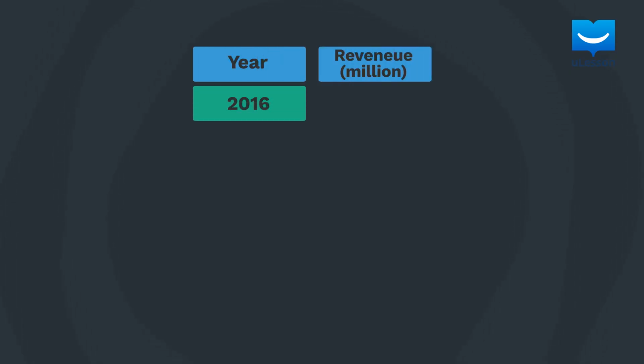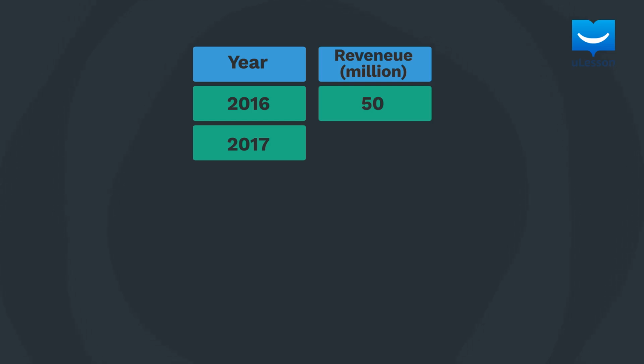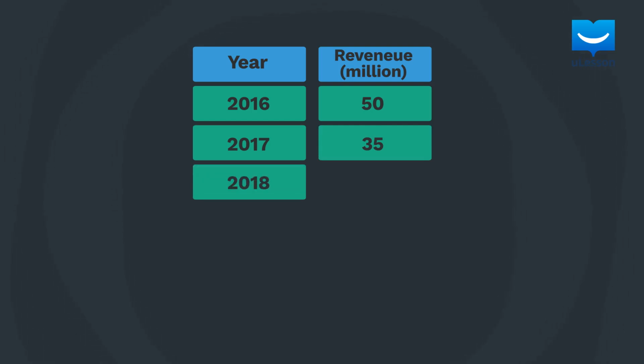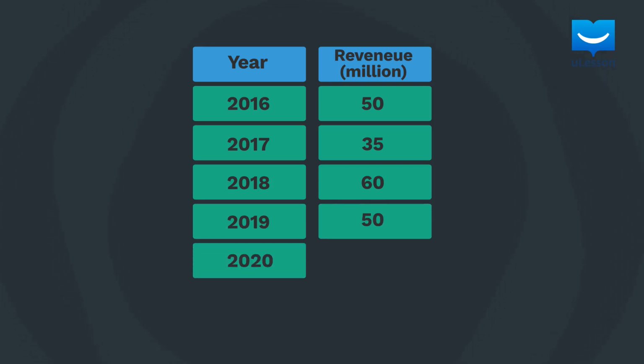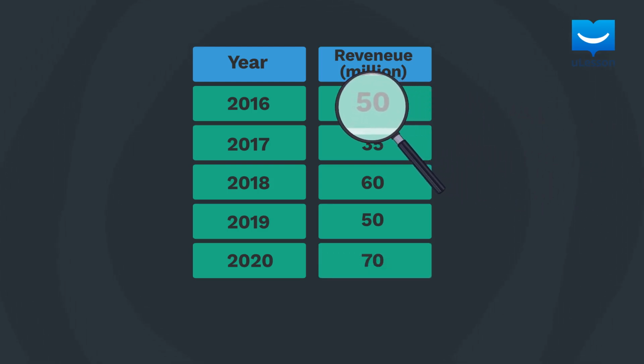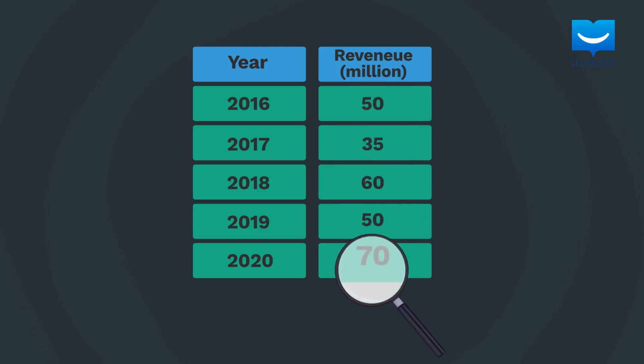In 2016, the company's total revenue was 50 million. In 2017, the company was able to make 35 million in revenue. 2018 came around and revenue was 60 million. In 2019, the company made 50 million. And finally, in 2020, the company made 70 million. Mr. Cairo then summed up the yearly revenues to get the total revenue of the company between 2016 and 2020.